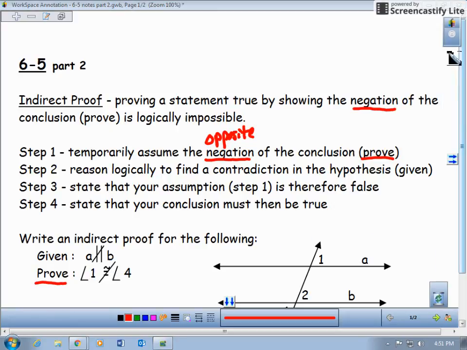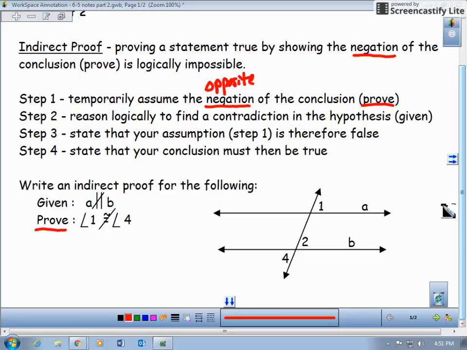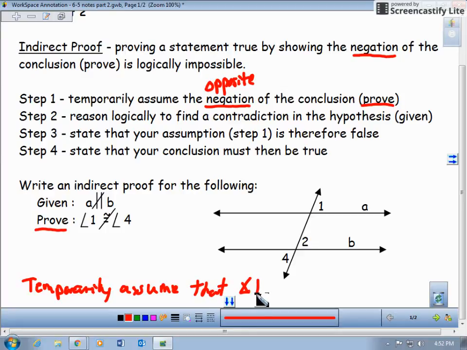As I look at my indirect proof, I'm going to start down here. The first step is we're going to temporarily assume. I'm going to write this out here, and it's going to be in paragraph form. Temporarily assume that angle 1, what would be the opposite of not congruent? Well, it would be congruent. So we're going to temporarily assume that angle 1 is congruent to angle 4. And guys, that's step 1. It's all you've got to do.